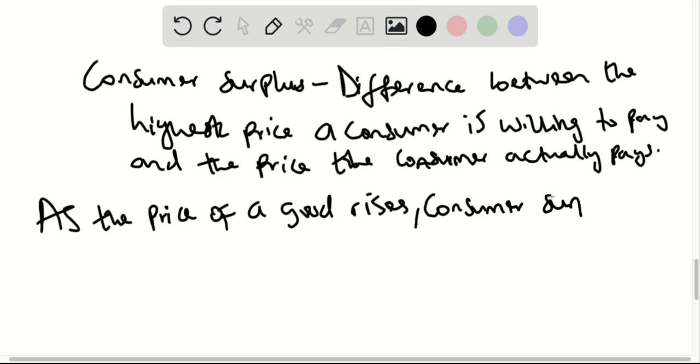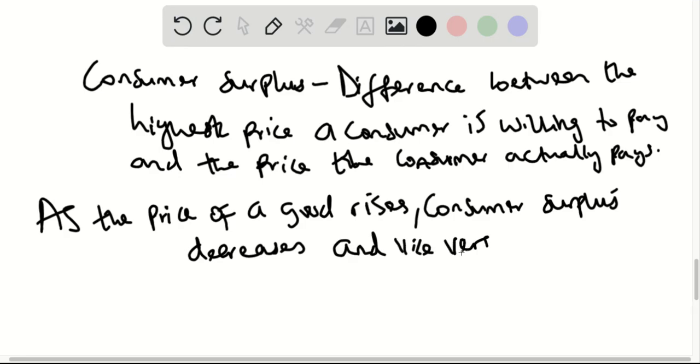So the consumer surplus decreases, and therefore vice versa, as the price of the good falls, the consumer surplus increases. So that's the answer to the question.